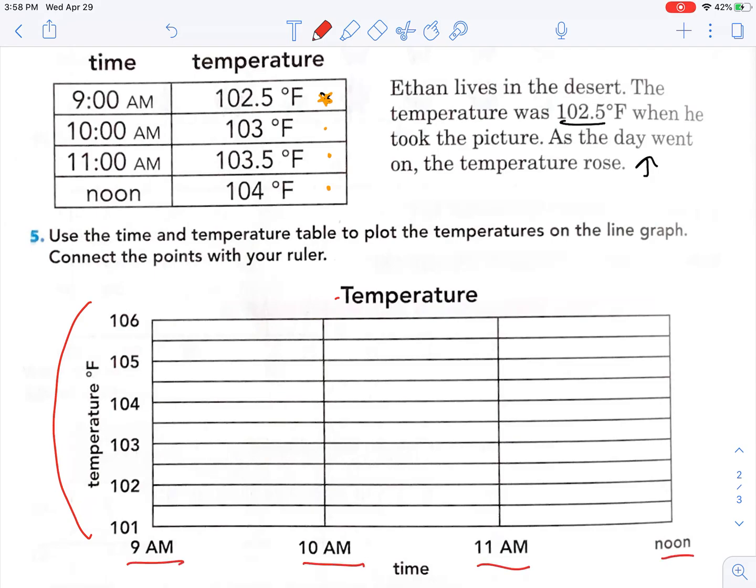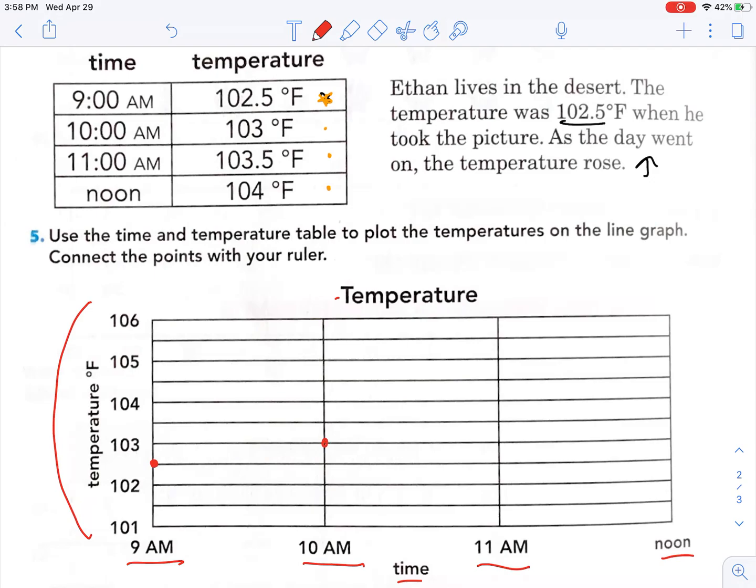And then we have the 9 a.m., the 10 a.m., the 11 a.m., and the noon. And it tells us that that means time. Great, so they did all that work for us. A lot of the times we have to fill those in, and not today. So that's great news. So at 9 a.m., where was the temperature? Well, here's 102, and halfway between 102 and 103 is 102.5. Remember, 0.5, just like 50 cents is halfway to $1. 0.5 is halfway between the whole numbers.